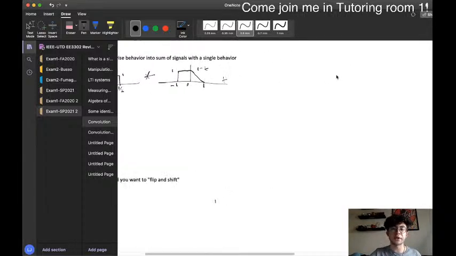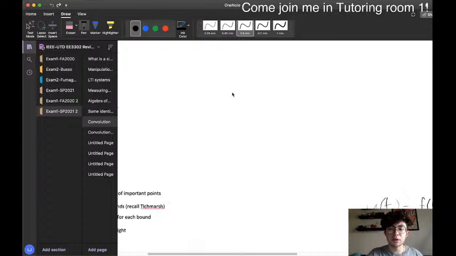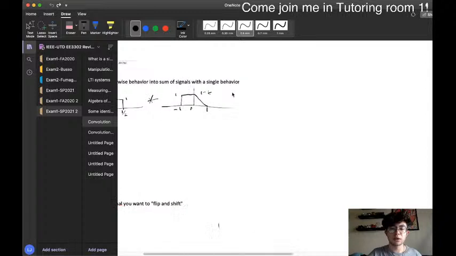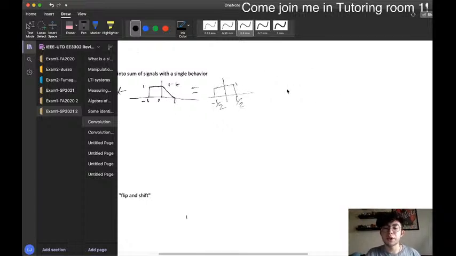So the first step, I would say, is to break it up. So I'm going to break this signal up. I'm going to leave the rectangle alone. So this is -1/2 to 1/2. And I'm going to break up the right side, because this is kind of a weird function, and we don't know too much about weird functions like that one.